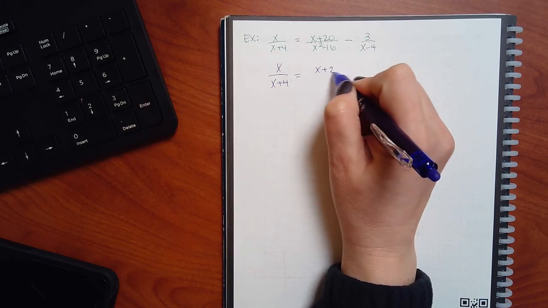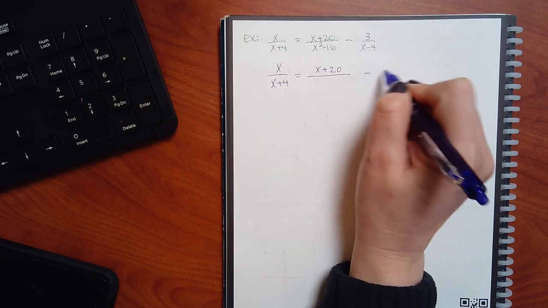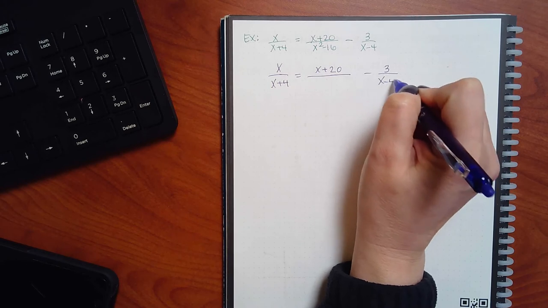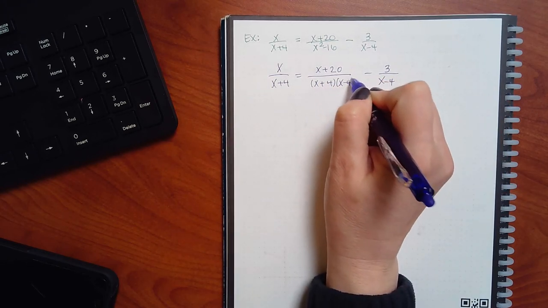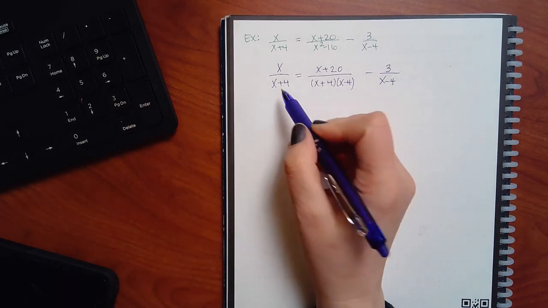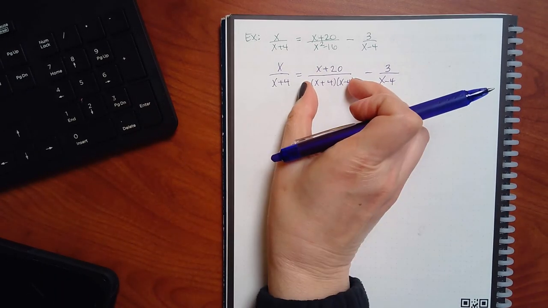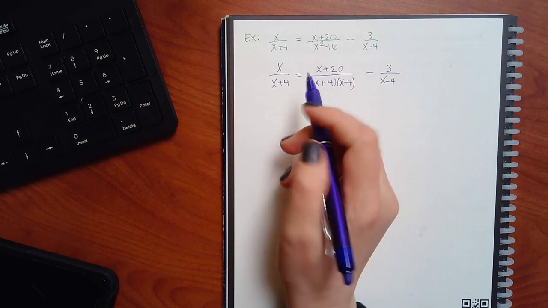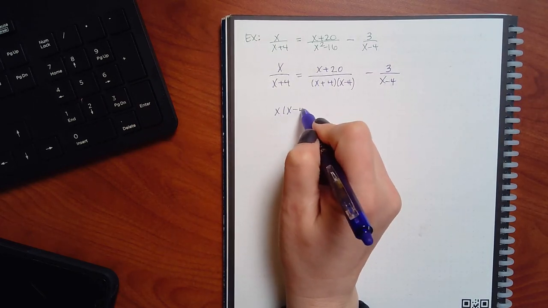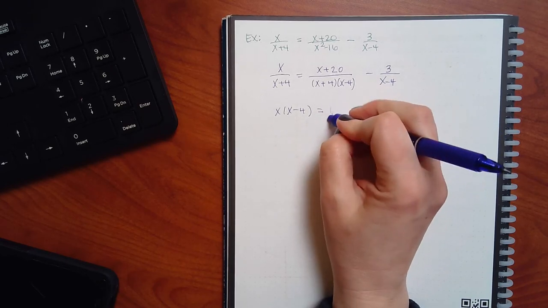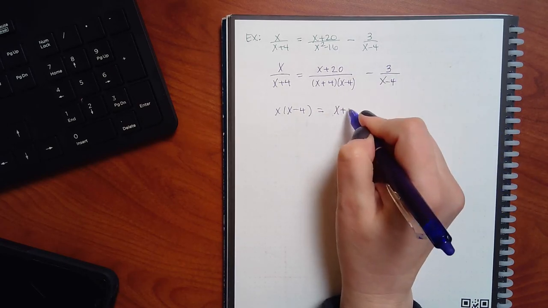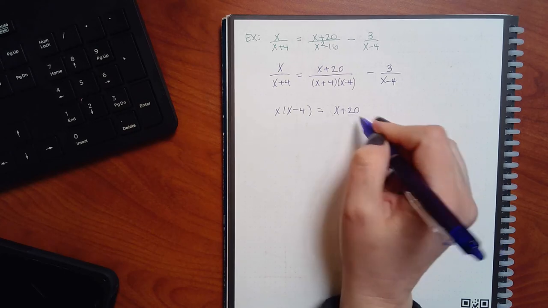So first thing, factor your bottom, right? So the factors are going to be x plus 4, x minus 4. That's going to be our greatest common factor. So what will you be left with here if you multiply by these two things, here, here, and here? You're going to have x times x minus 4. And the next one, you're going to have x plus 20. And since it's not multiplied by anything, I don't need to put it in parentheses.